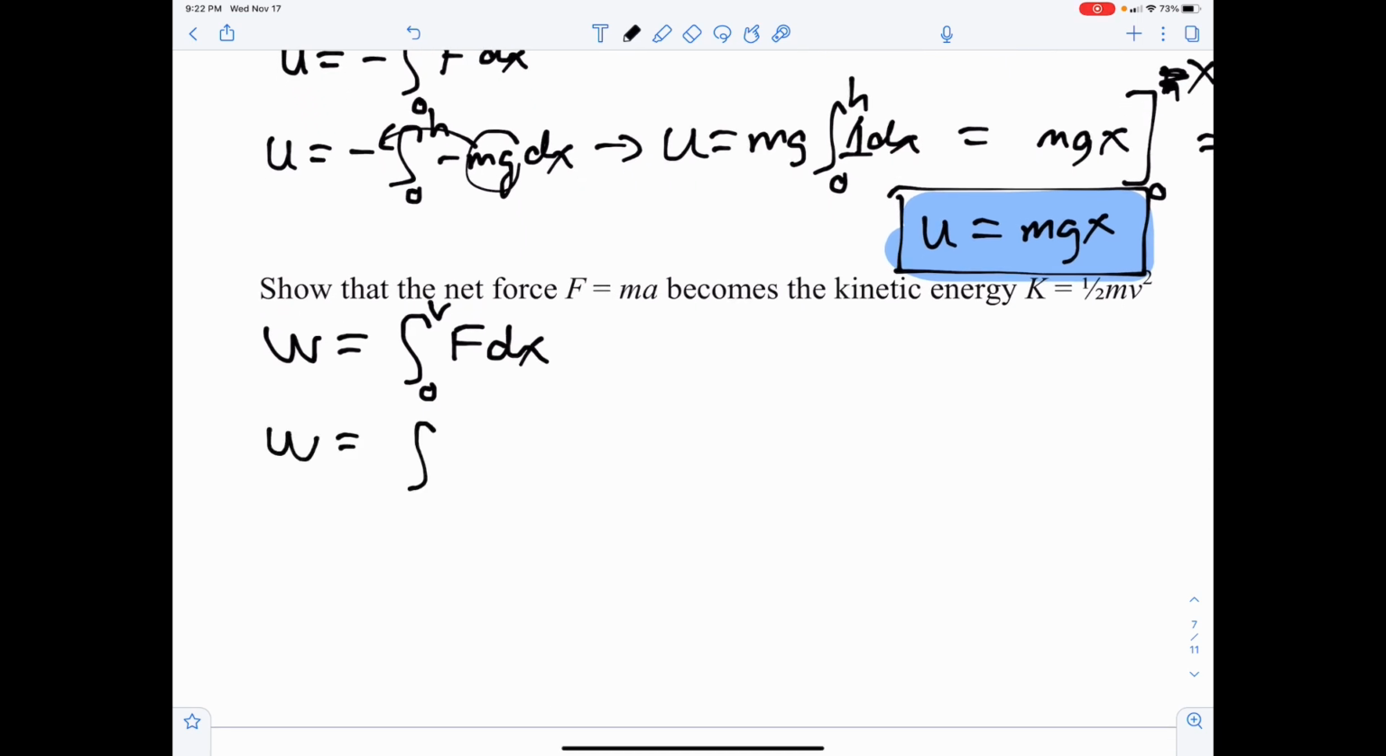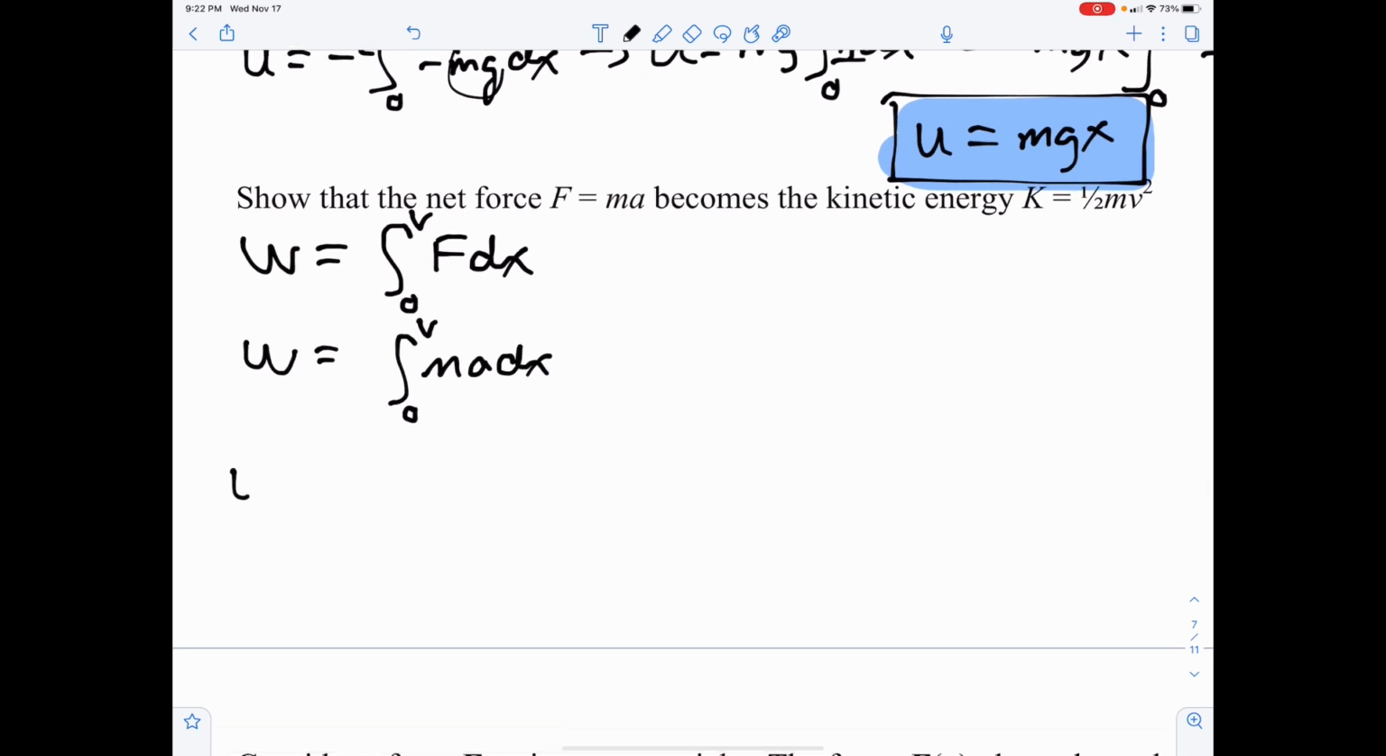We're going to limit this from 0 to v, velocity v of ma. So we're going to replace ma with the net force, dx. Then we're going to substitute for a, and here's how we're going to do that. Mass is a constant, by the way, so we'll bring mass out front, and a is dv dt. It's the derivative of velocity with respect to time, times dx.